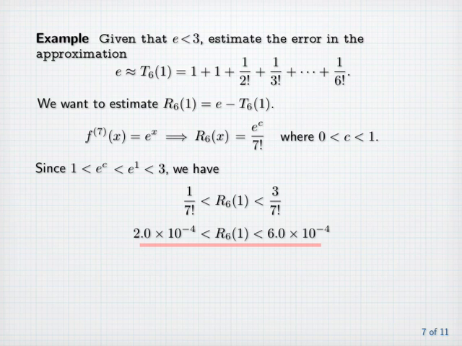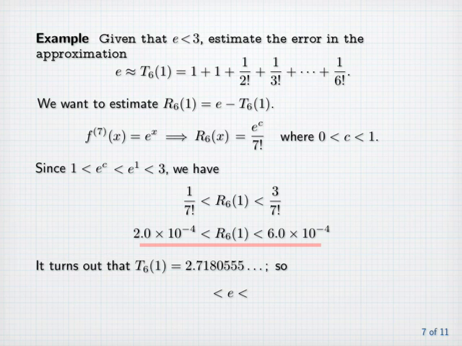Now it turns out that T6 of 1 is equal to 2.7180555 and so on with the 5's repeating, so we know that e is greater than that number plus the lower bound on our remainder, which is about 2.71825 where we've rounded down, and less than that number plus the upper bound on the remainder, which is about 2.71866 where we've rounded the last digit up. The exact value of e, you may recall, rounds to 2.71828, so e is actually closer to the lower bound than it is to the upper bound in this inequality.